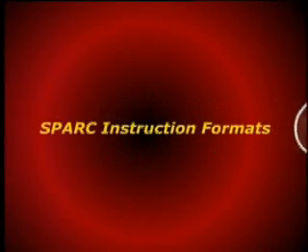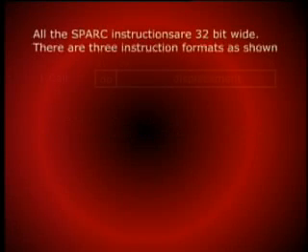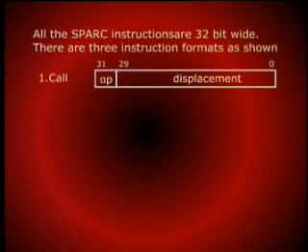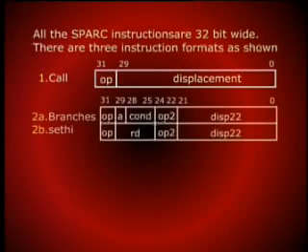There are three instruction formats as shown in this slide. The first one has an opcode followed by a displacement. Example could be a call. Then in the second category we have two examples, 2A and 2B. The opcode is followed by a condition and then an opcode for mode 2 and displacement with 22 bits in each case.